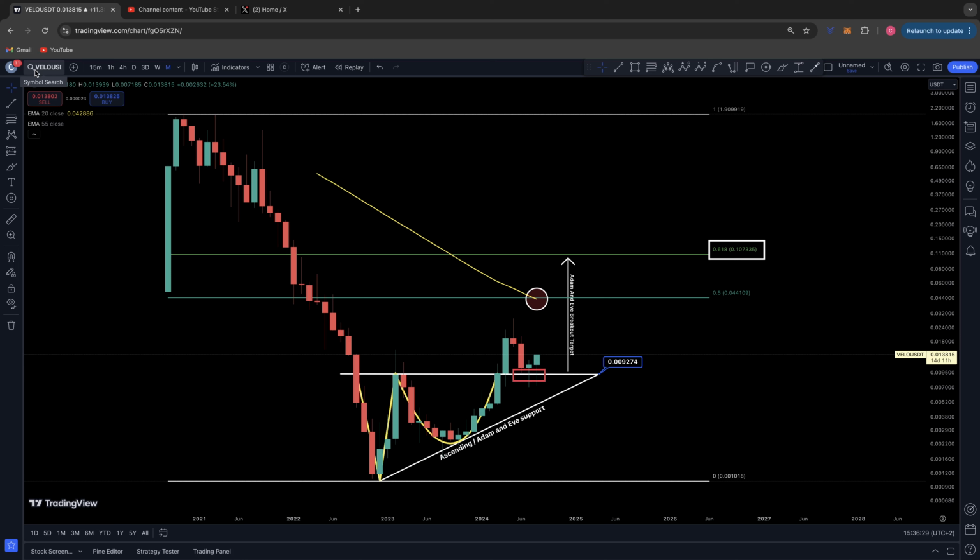Today we will be discussing VELO. The ticker is VELO against the USDT on the monthly time frame. I'm also going to zoom into the weekly and the daily to do some coverage.